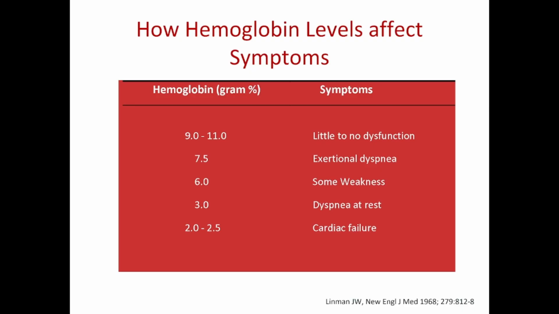The hemoglobin levels affect symptoms. As you all are familiar, some patients can live around 9 to 11, and they have little or no dysfunction because for them that is normal. But when they start dropping below hemoglobin of 7, they start developing exertional dyspnea, weakness, and they are at risk of cardiac failure when hemoglobin drops too low, to 2 to 2.5.